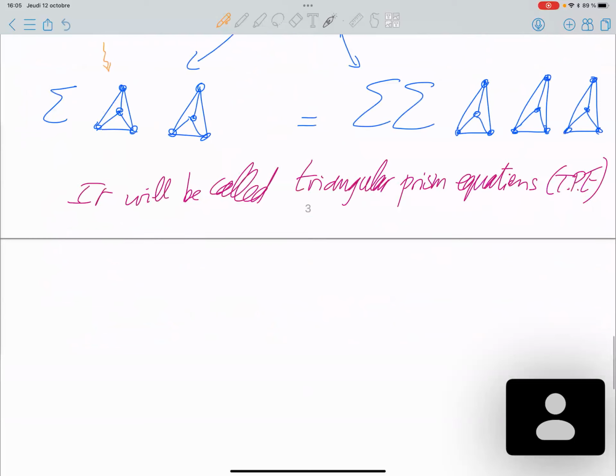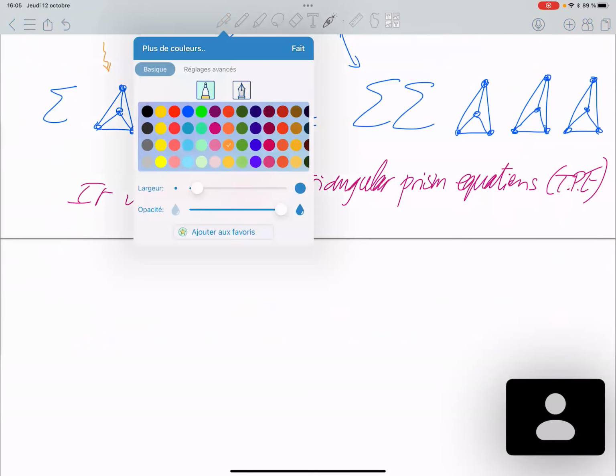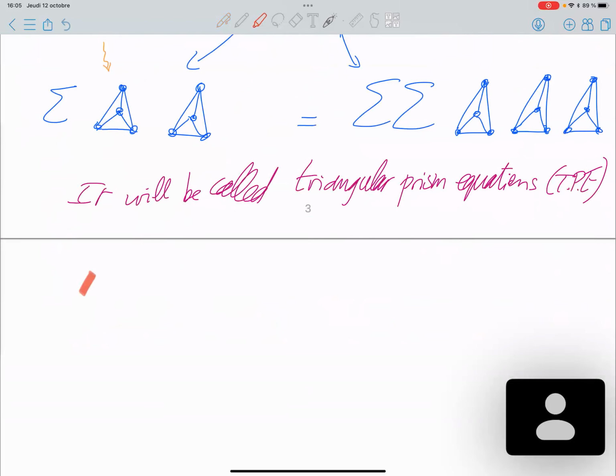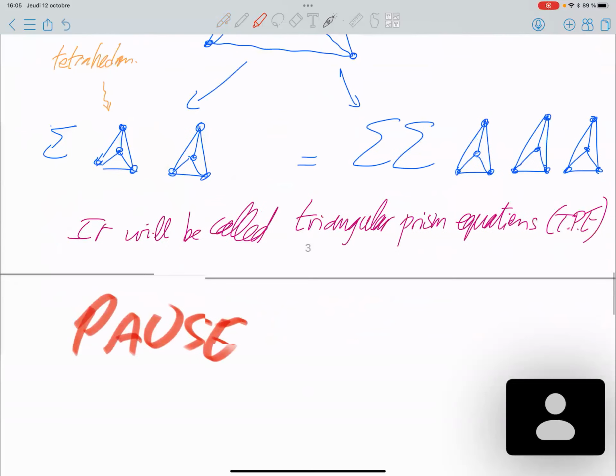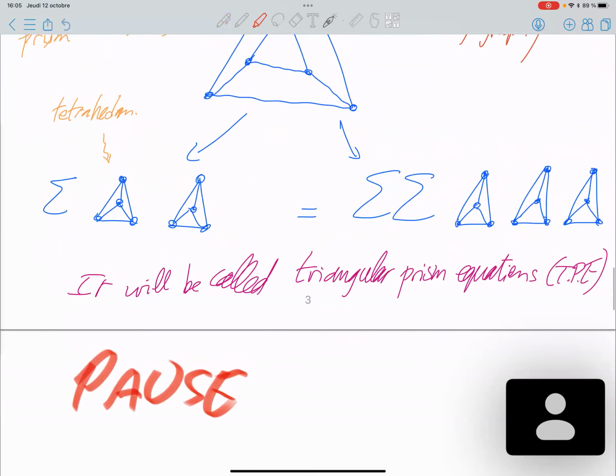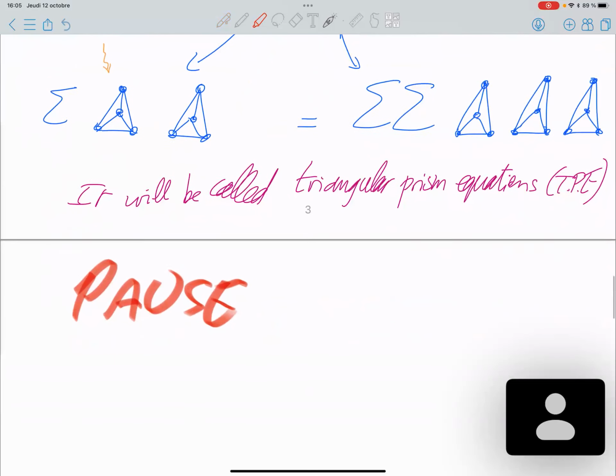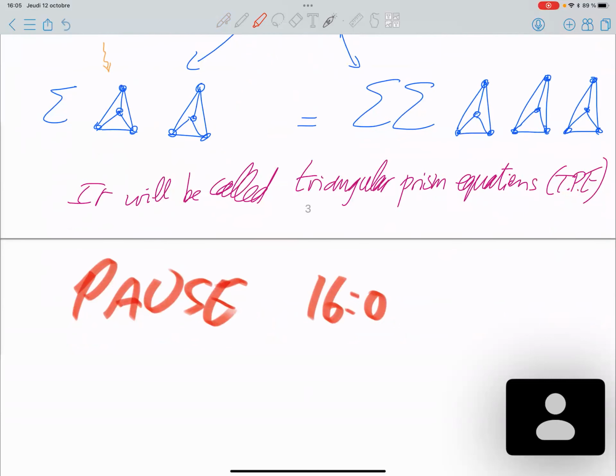Okay, so we will make the pause now. And after the pause, we will understand the idea how to prove the triangular prism equation. Pause.